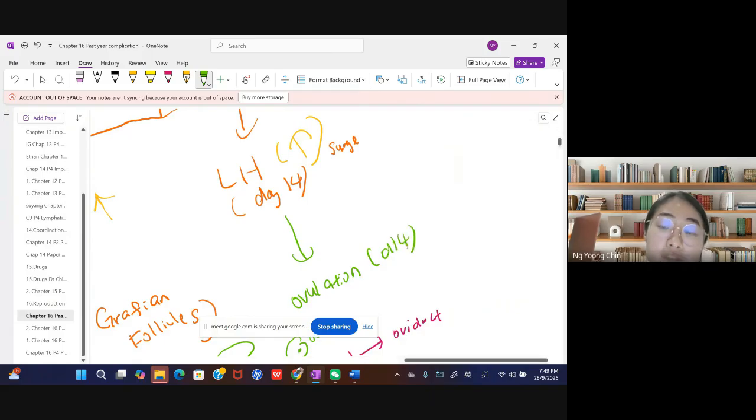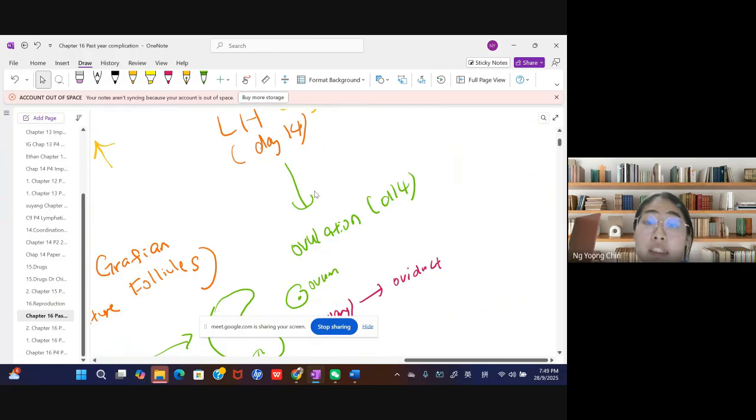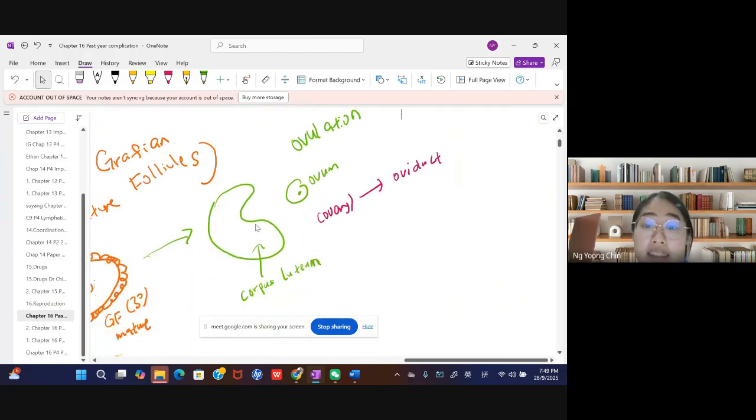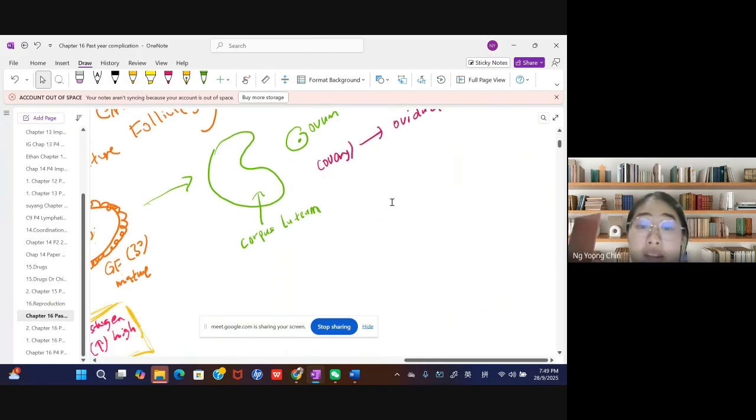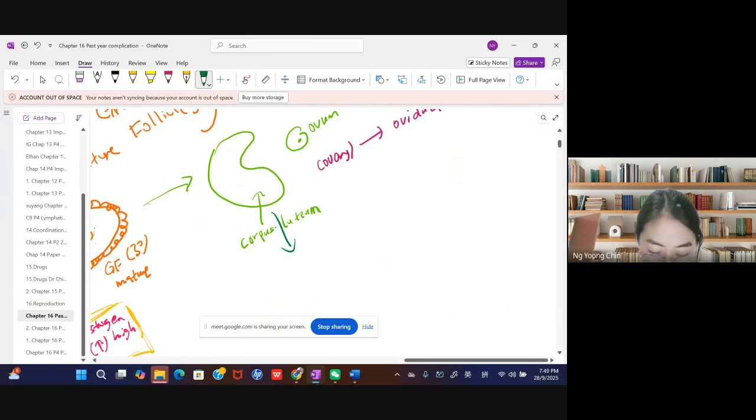Remember, ovulation happens on day 14, because of the LH surge on day 14. The LH surge induces ovulation and stimulates the release of the ovum. And then it will produce a corpus luteum. So the corpus luteum later will produce the hormone known as progesterone. Progesterone is produced from the corpus luteum.